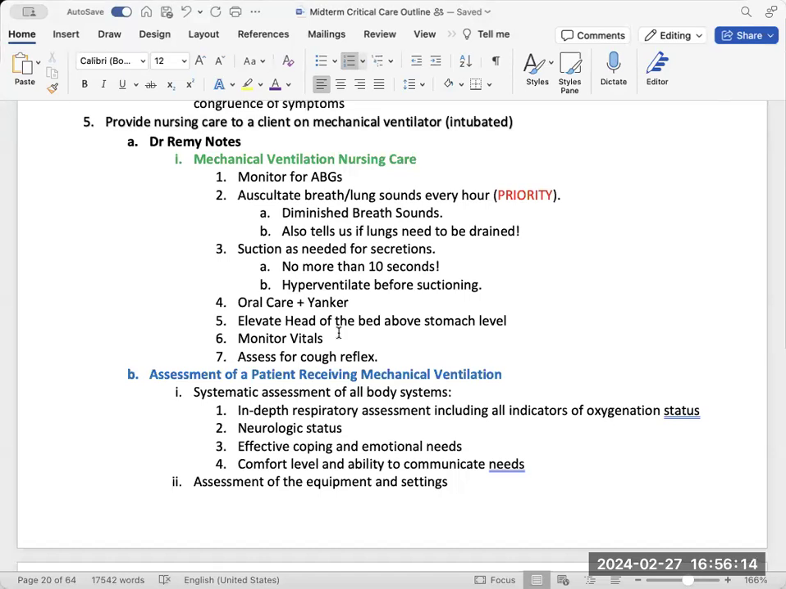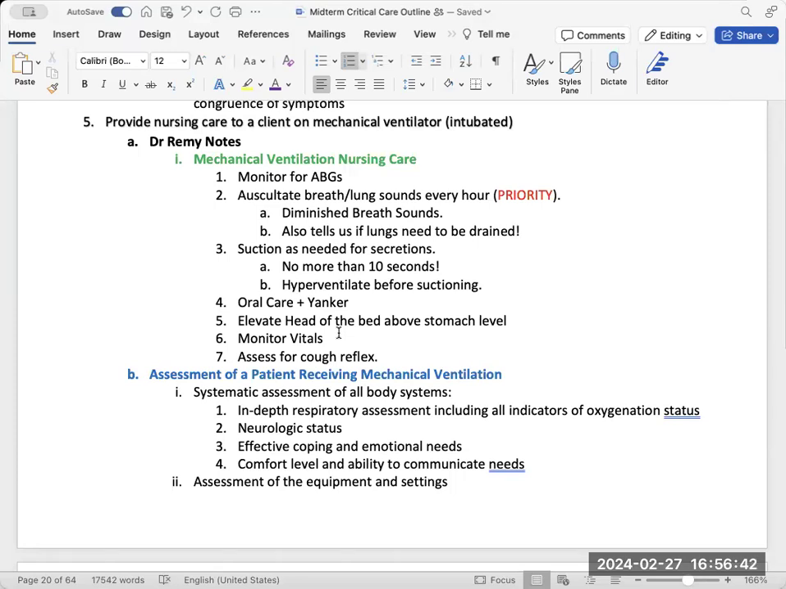But what can we do, right? ABGs, auscultating breath sounds, especially every hour after they're first intubated, that becomes a priority. We want to look for things like diminished breath sounds. It also tells us if the lungs need to be drained, because you always need to auscultate before you start suctioning, as well as hyperventilate before you suction. So we can suction them. We want to auscultate lung sounds. We want to monitor ABGs. We want to have vitals.